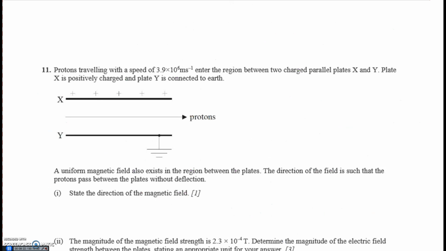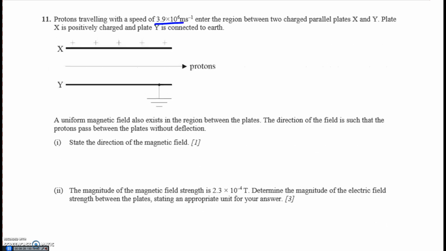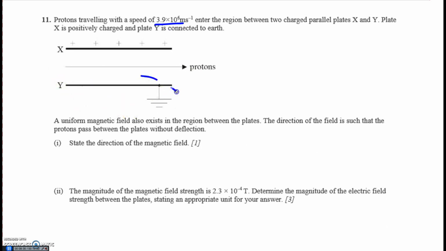Moving on. Protons traveling with the speed of this enter the region between the charged plates. Okay. This thing doesn't have any charge because it's connected to the Earth. It's kind of grounded, as we say, but there's a positive charge here. So shouldn't protons feel a downward Coulomb force, a repulsive force? Yes, and they do. But that means they have to feel something pointing up, canceling the force, and allowing them to move without any deflection.